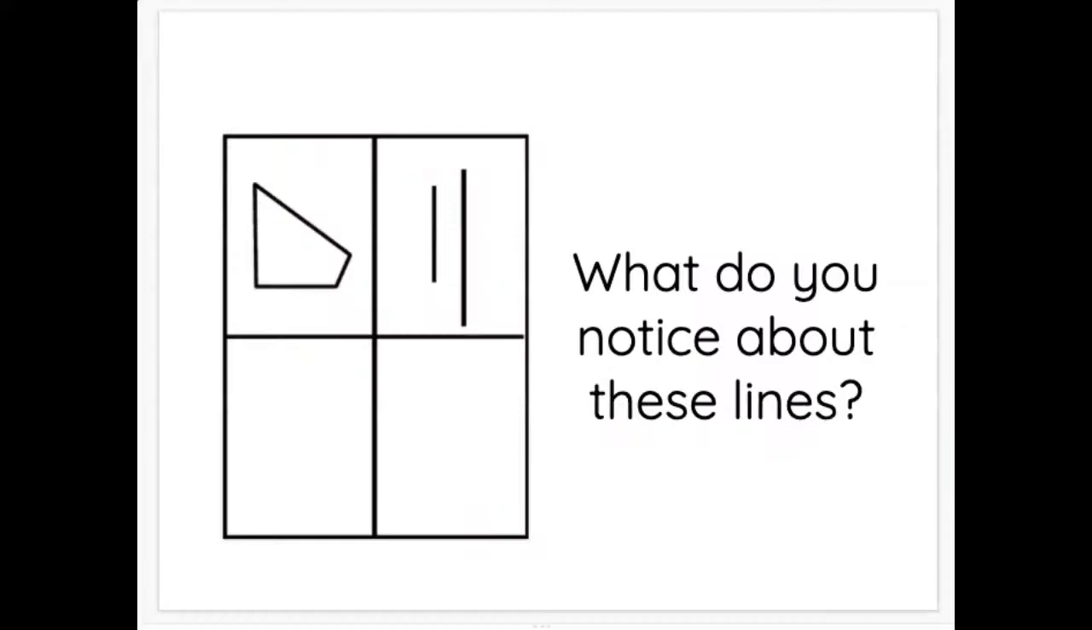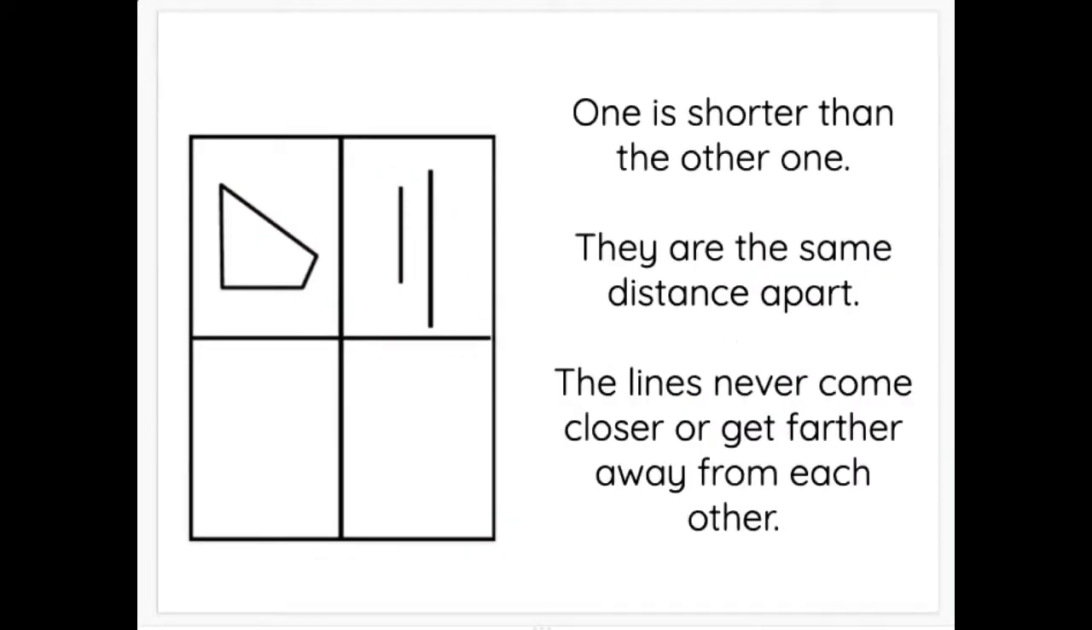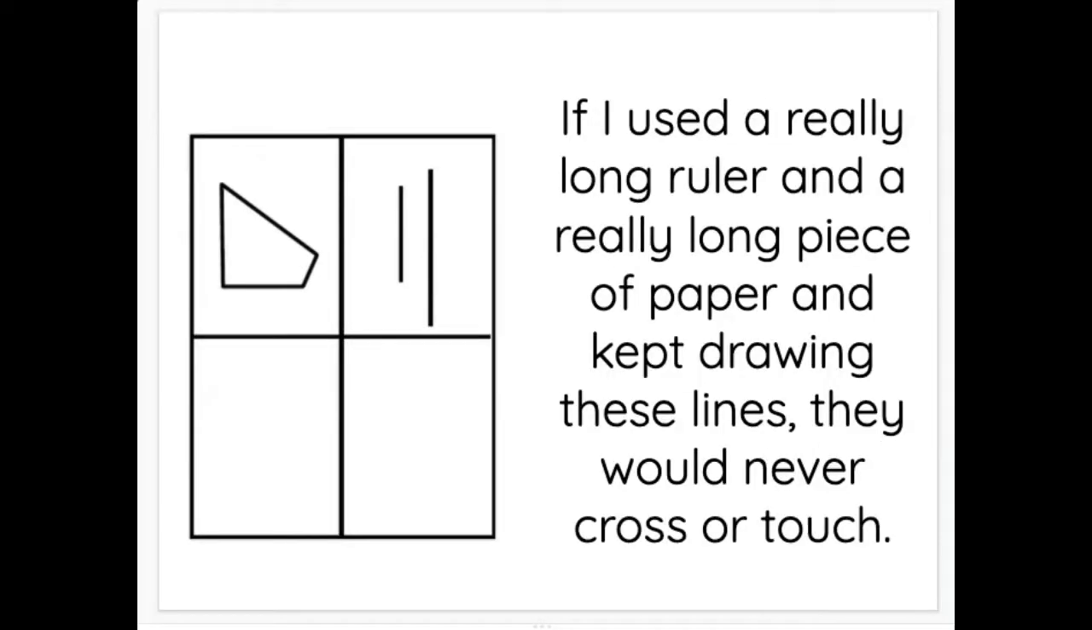What do you notice about these 2 lines? You could have said one is shorter than the other, they are the same distance apart, and the lines never come closer together or get further away. So what that means is they never get closer, the 2 lines never angle towards each other, they're always going straight up and down, so they're never really closer to each other. If we kept drawing these lines or used a really long ruler and kept going all the way up and all the way down, these lines would never touch or cross.